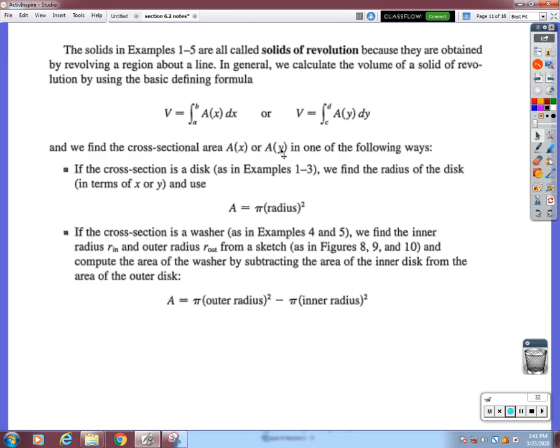All right, so what we're doing here is solids of revolution. If it's a solid disk, then all we have to do to find the cross-sectional area is go pi times the radius squared. If it's what's called a washer, so there's a hole in the middle because we have two curves, then the cross-sectional area is pi times the outer radius squared minus pi times the inner radius squared. And once we understand that, then the sky is the limit.